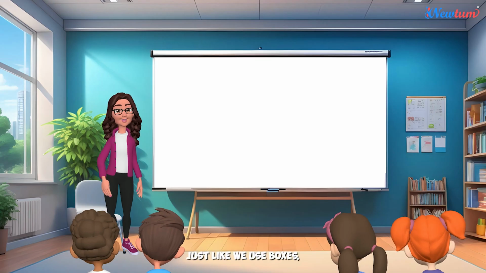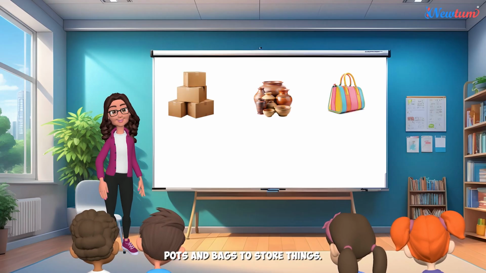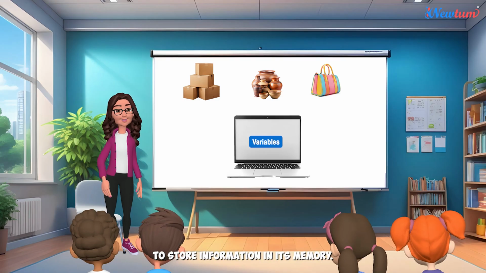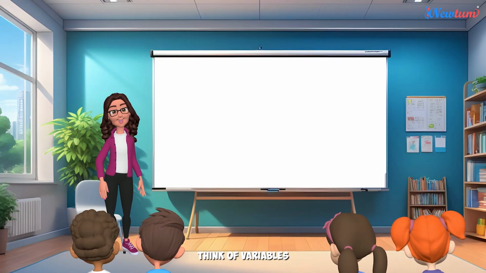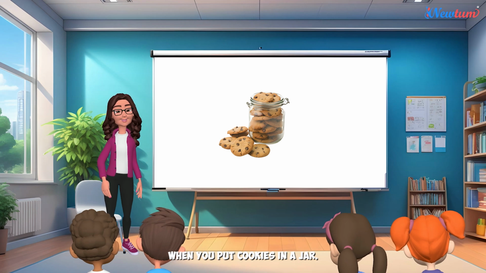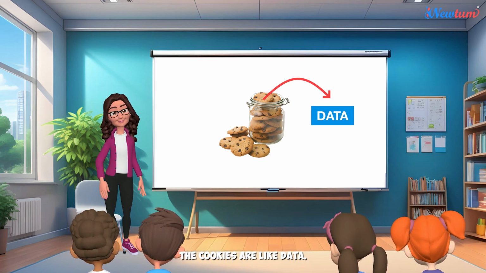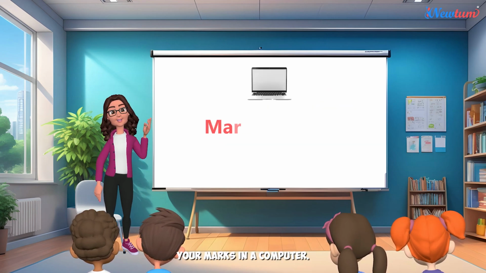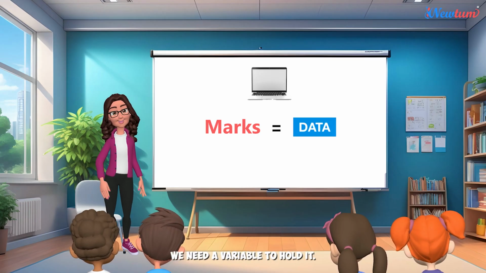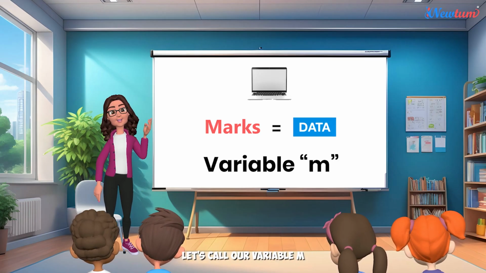Exactly. Just like we use boxes, pots, and bags to store things, a computer uses variables to store information in its memory. Think of variables as special boxes in programming. When you put cookies in a jar, the cookies are like data. For example, if we want to store your marks in a computer, marks is the data. We need a variable to hold it. Let's call our variable m.